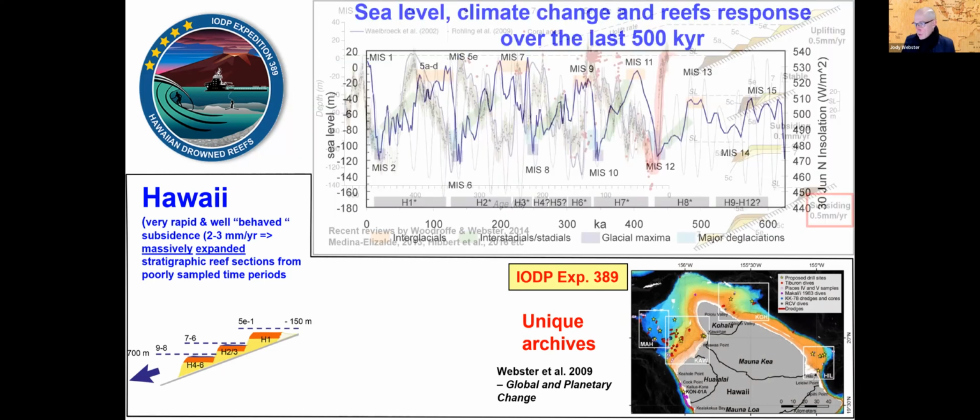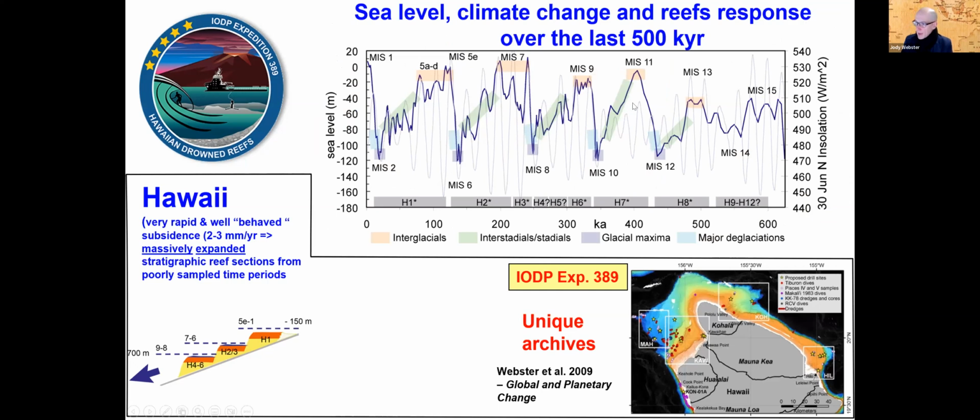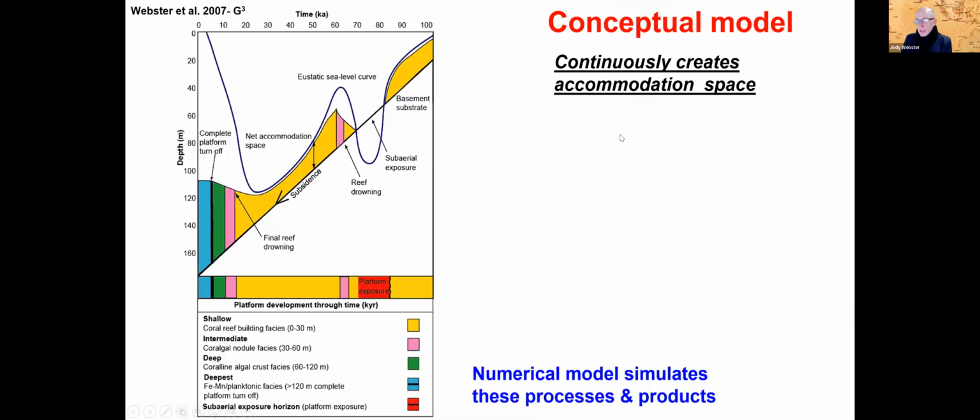And I guess the key point there, we can get back at these different levels, the interglacials, the interstadials and stadials, the glacial maxima, and part of the deglaciations in each of these major glacial-interglacial cycles. And this is an attempt to try and show that here in this conceptual figure, where we have depth, and time along the top axis here. And in this case, this represents the basement substrate rapidly subsiding.